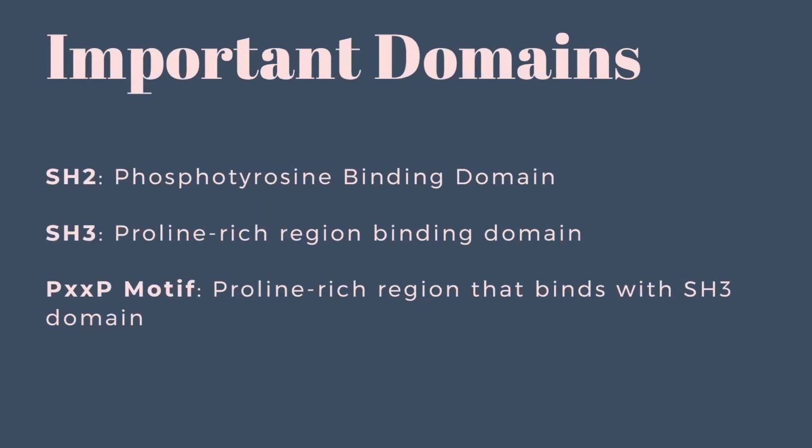Okay, so a couple of the important domains that we'll be covering for this unit. The essay should know these domains, please know these domains, use these domains in answers. So SH2 domain, phosphotyrosine binding domain, SH3 domain. Okay, proline rich region binding domain, and then PXXP motif. PXXP literally stands for proline, whatever, proline motif. And it means that it's a proline rich region, and evolutionarily, it will bind to an SH3 domain.